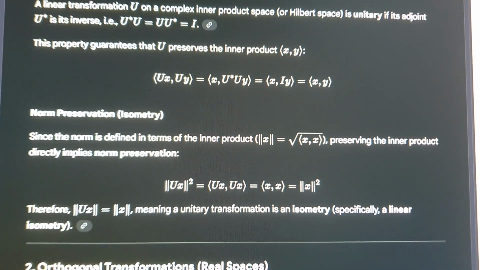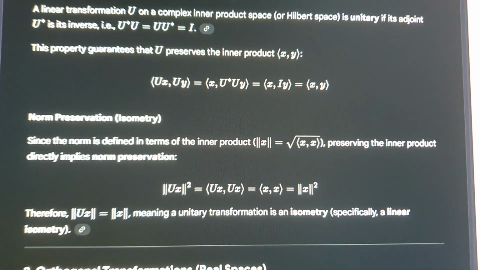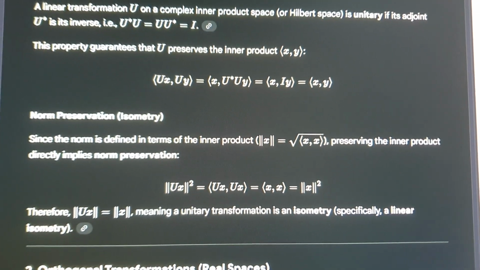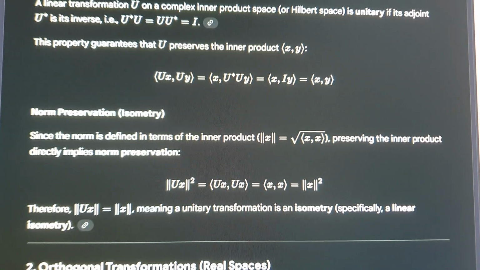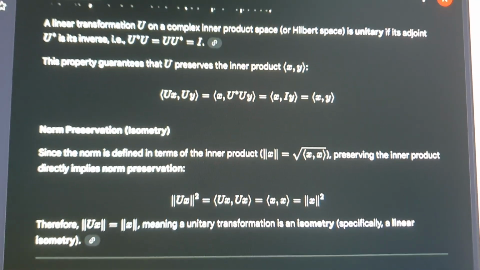And what I mainly wanted to show is how a unitary transformation and an orthogonal transformation in the real space preserve the inner product between two vectors.